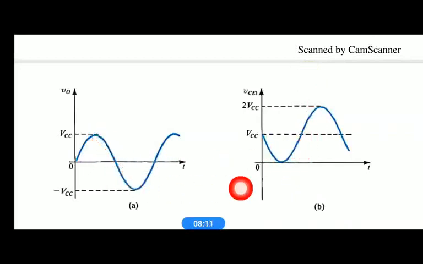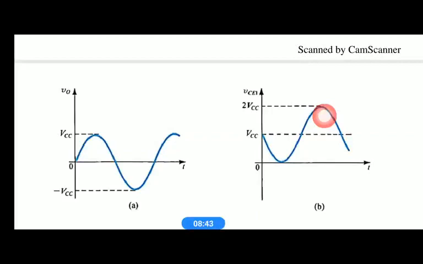You can see it getting decreased from here to here, from 0 up to VCC. VCE1 is getting increased, hence the output voltage is getting decreased from VCC up to minus VCC, right? So the maximum voltage across the VCE1 is 2 VCC.